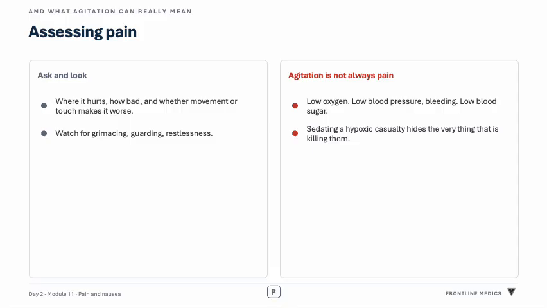Among the most common causes of agitation may be untreated pain, but low oxygen, low blood pressure, and low blood sugar are all common and much more dangerous. So before you reach for more sedating painkillers, check whether the casualty is hypoxic, bleeding, or crashing. Sedating a hypoxic casualty hides the very thing that is killing them and may kill them faster.